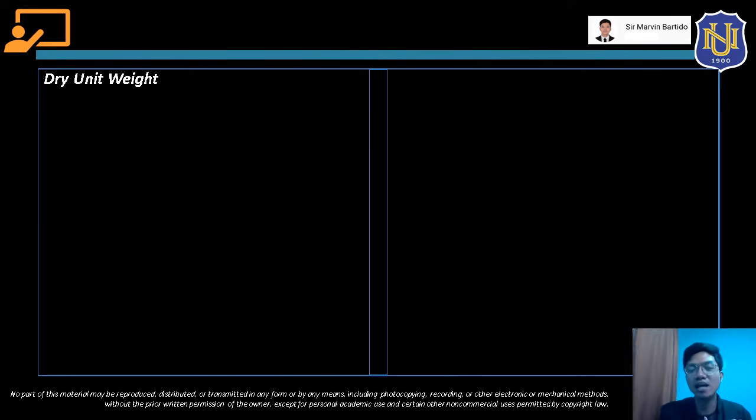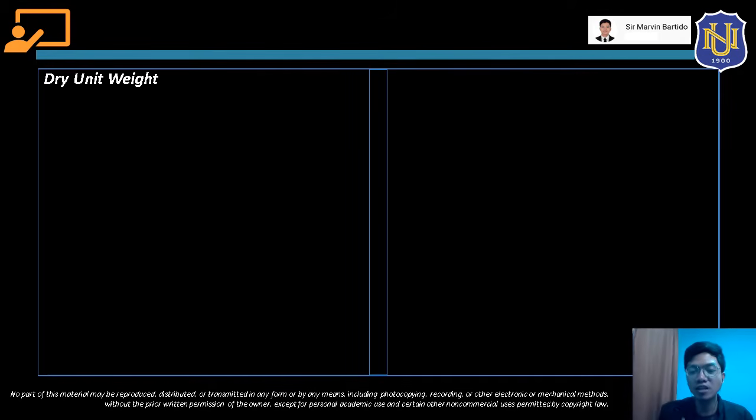Okay, so let's talk about dry unit weight. Kanina class, dun sa unit weight, sabi natin, yung class ay equivalent lang din sa moist unit weight. And also class, just to add, yung moist unit weight class, minsan tinatawag din siya na bulk unit weight. Okay, so same lang yung tatlo na yun, unit weight, moist unit weight, at saka yung bulk unit weight. Okay, so they are the same.